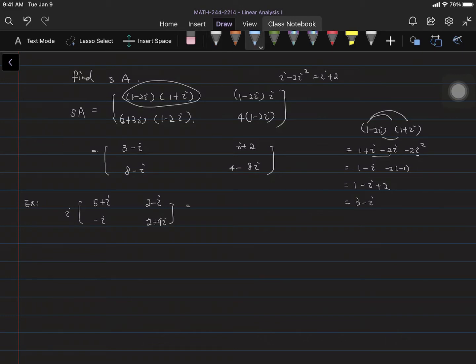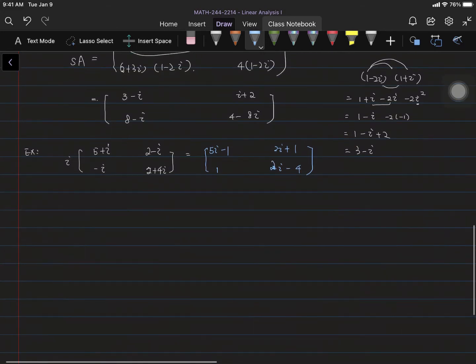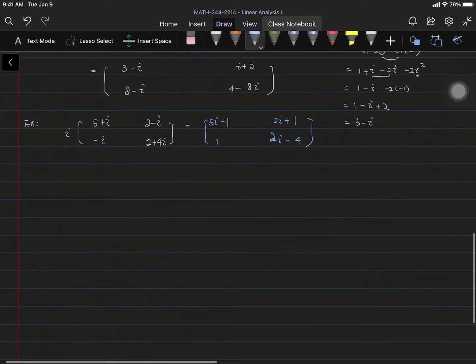Okay, pretty easy, right? Let's see. The first one: 5i minus 1, 2i plus 1, and the -1, positive 1, 2i minus 4. Here's 2. Okay, so it's just a complex number. In the future, we may need to use this product, scalar multiplication.